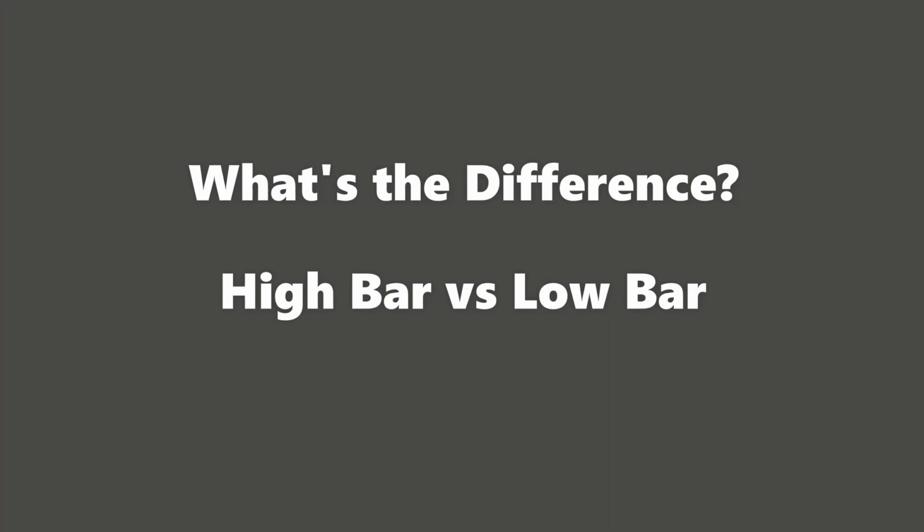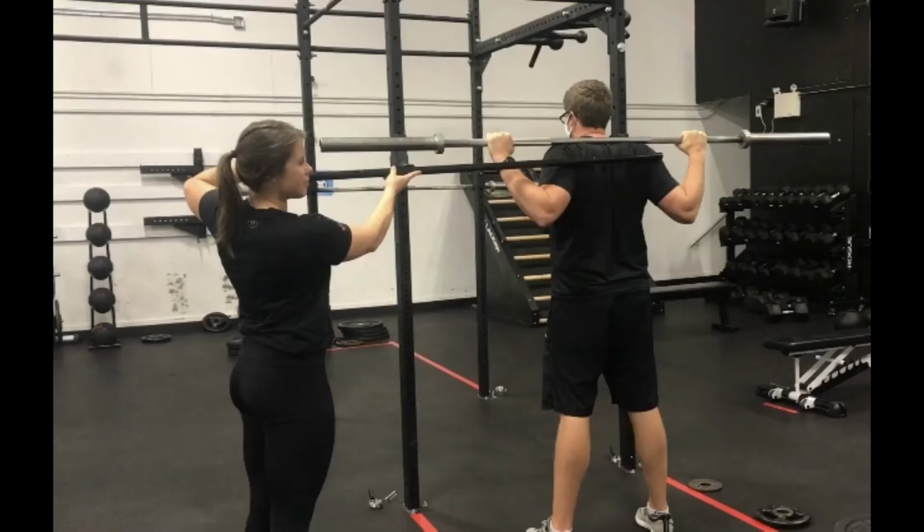What's the difference between a high and low bar back squat? As you can tell in this image here where I have the bar placed for a low bar and Miles has it set up for a high bar, there's only about a maybe 2-3 inch gap. While sounding very minuscule, this actually does affect your squat quite a bit.